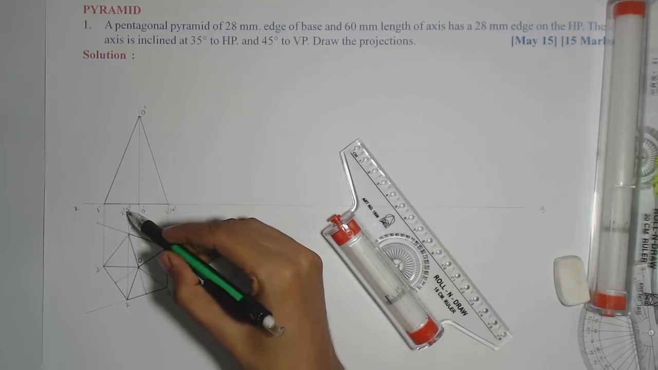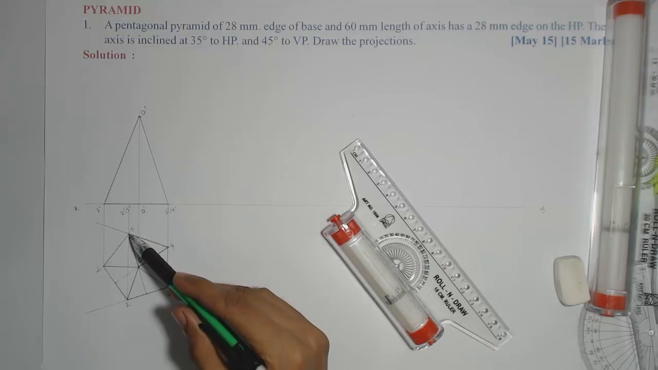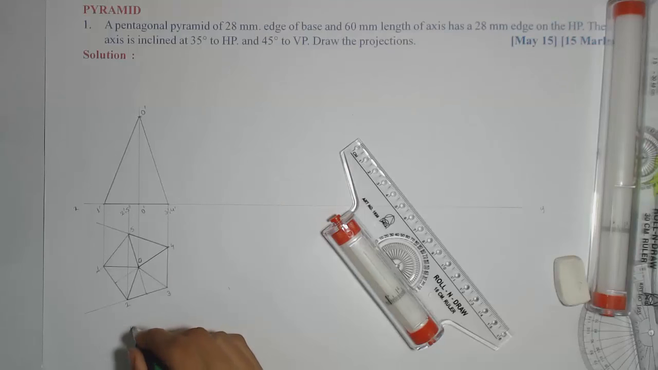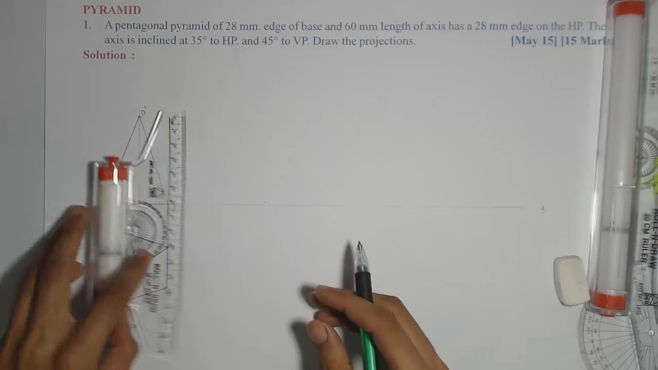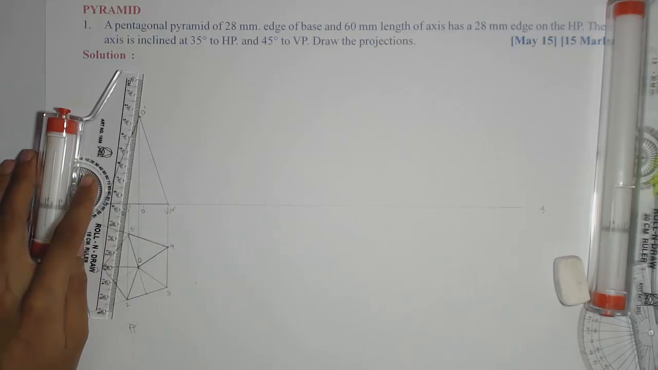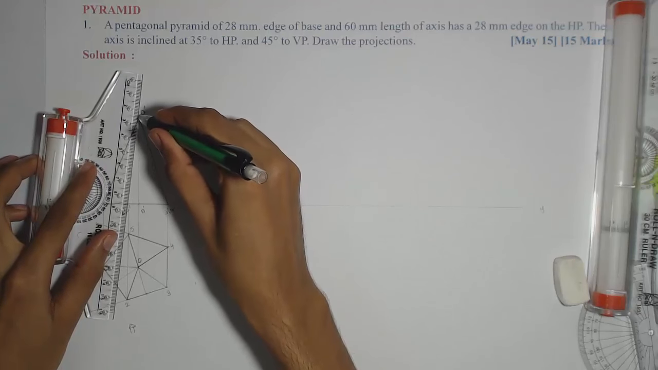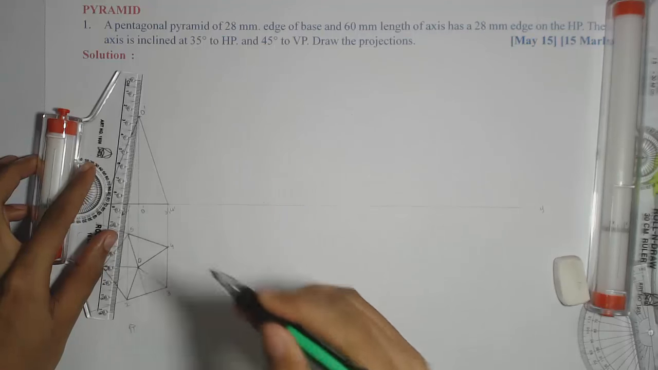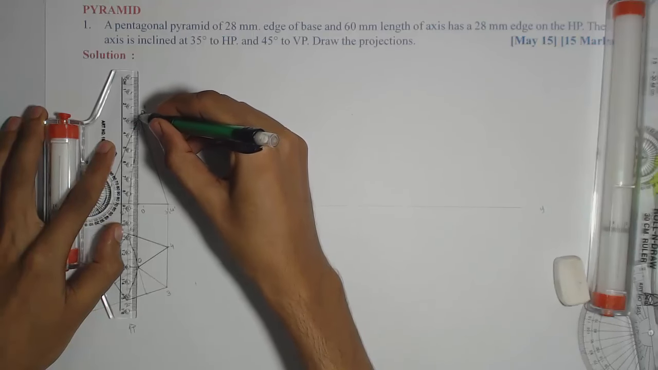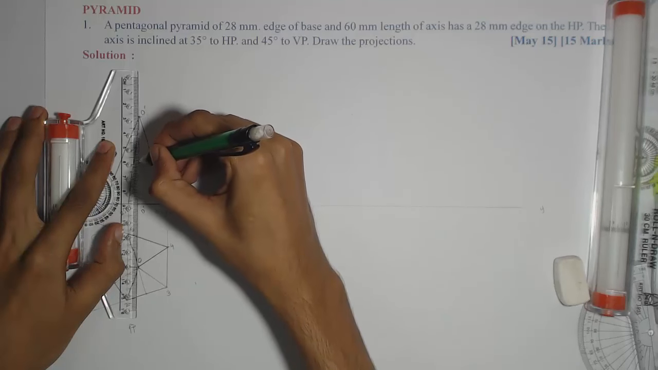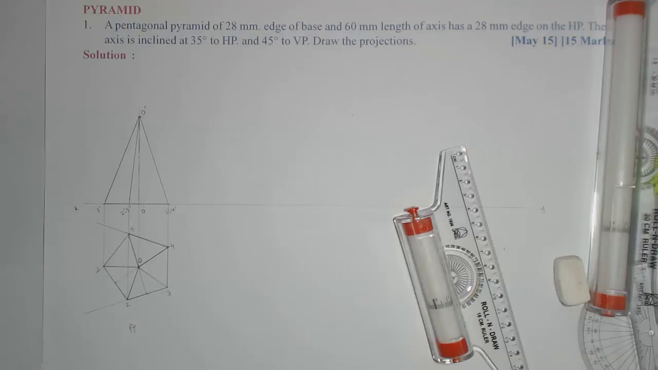Again from 2 and 5, 2 dash and 5 dash, there will be two slant edges. Slant edge from 5 will not be visible to the observer when he is looking from this direction, but slant edge from 2 will be visible. So we'll give the preference. Obviously those two slant edges are going to coincide, so we'll give the preference for visible lines, and then the axis will be shown by long dash and short dash. So this completes the first stage.